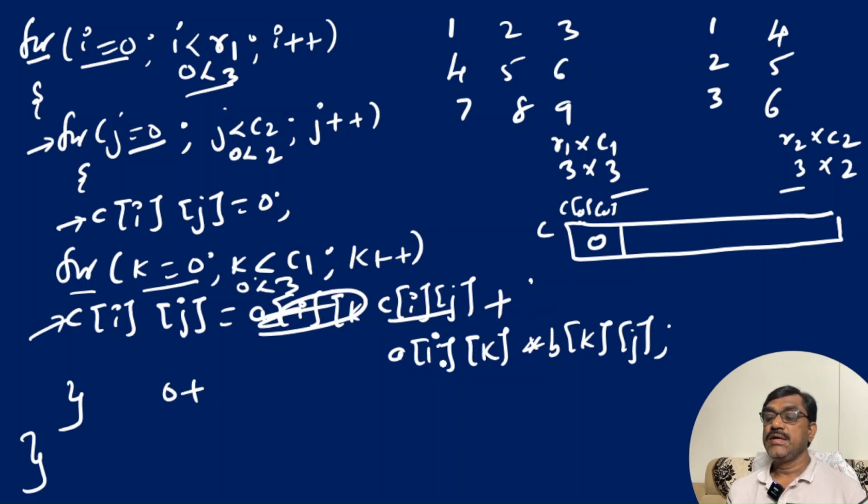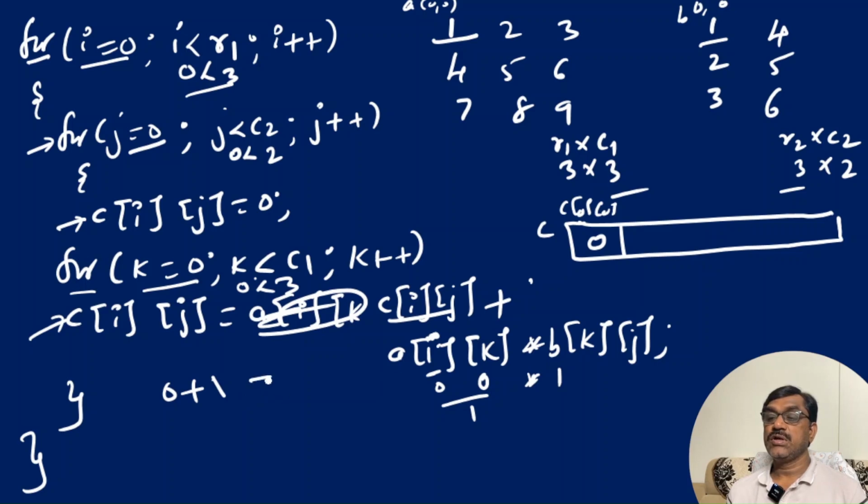0 plus A of ik. I value how much? 0. K value how much? 0. A of 0, 0 means 1, this is 1, right? 1 into B of kj. K value how much? 0. J value also 0. That means B of 0, 0. This is A of 0, 0, and this is B of 0, 0. Now this is 1 into 1. 0 plus 1 into 1. How much? 1.